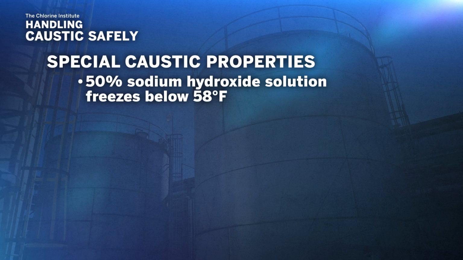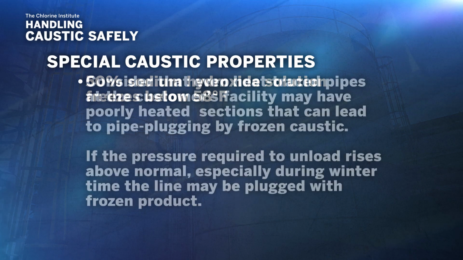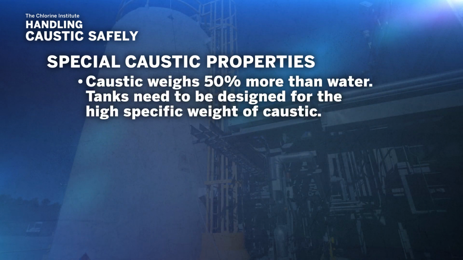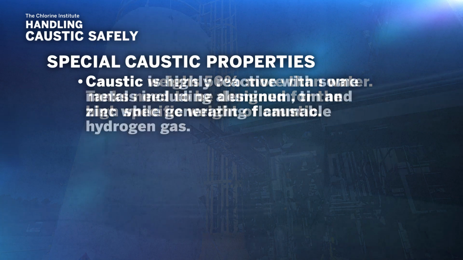50% sodium hydroxide solution freezes below 58 degrees Fahrenheit. Consider that even heat-traced pipes at the customer's facility may have poorly heated sections that can lead to pipe plugging by frozen caustic. If the pressure required to unload rises above normal, especially during wintertime, the line may be plugged with frozen product. Caustic weighs 50% more than water. Tanks need to be designed for the high specific weight of caustic.